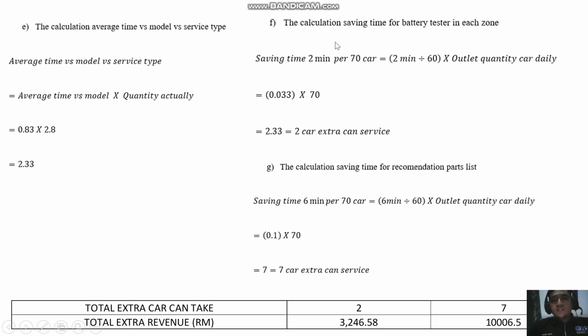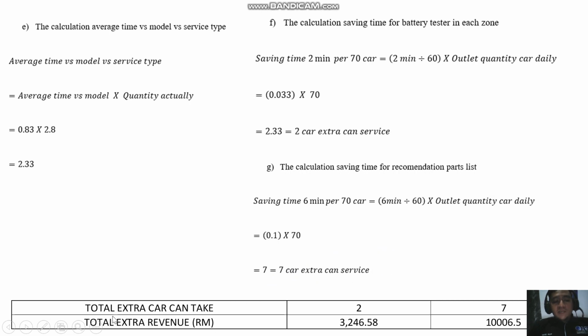For the calculation of saving time for the battery tester in each zone, we got 2 minutes. Divided by 60 seconds times the outlet quantity of cars daily, the result is 2.33, so we get 2 extra cars that can be serviced. For the calculation of saving time for the recommendation part list, we have 6 minutes divided by 60 seconds times the outlet quantity of cars daily, 70. So the result is 7 extra cars that can be serviced.